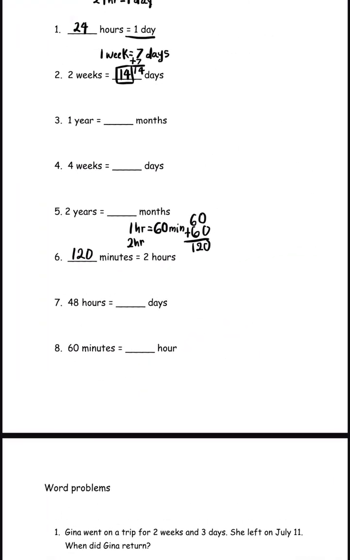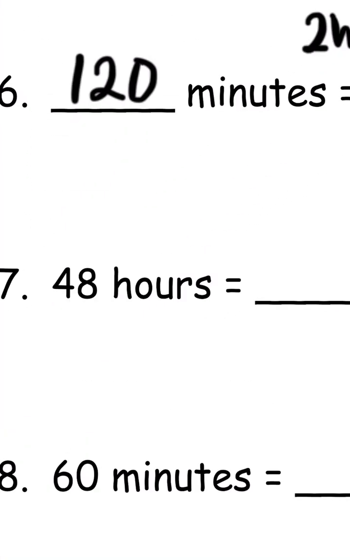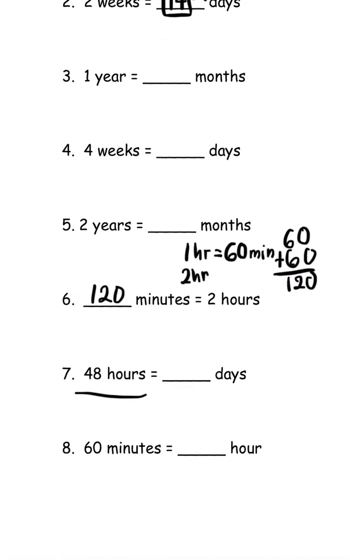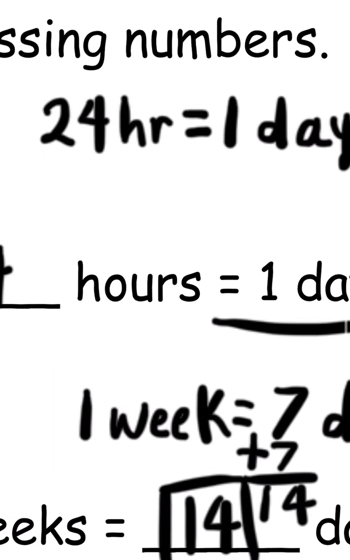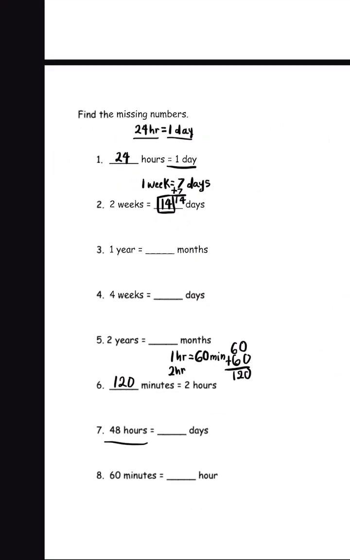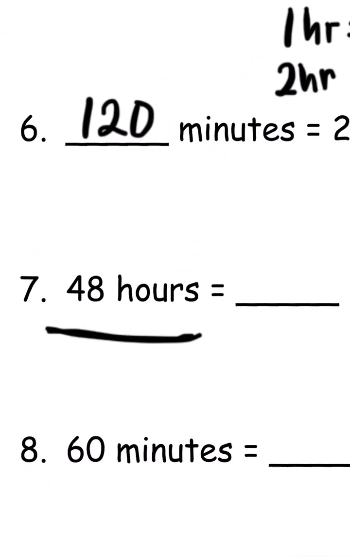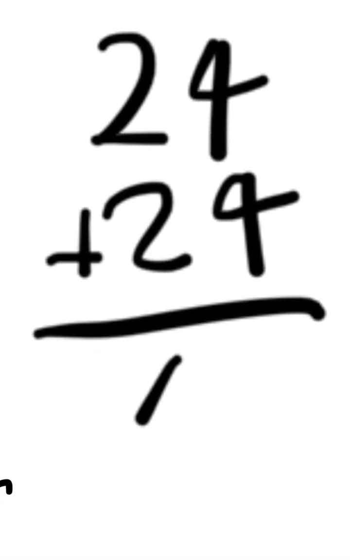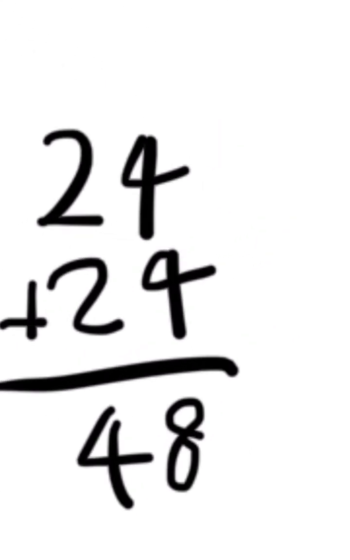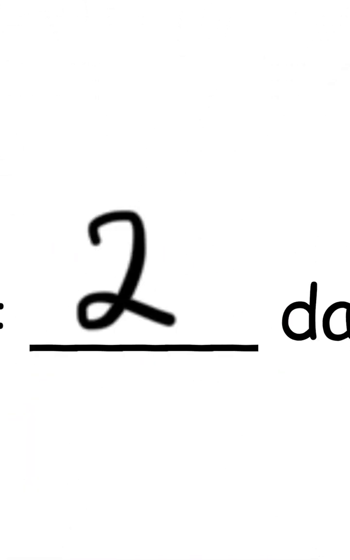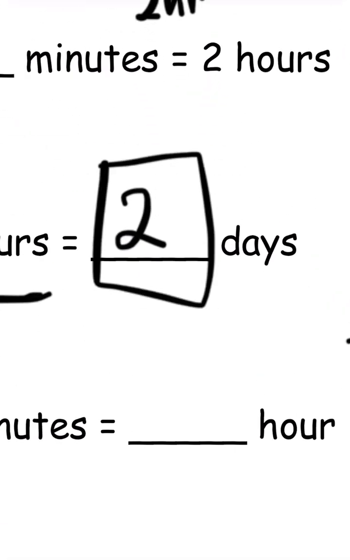Let's look at number 7. So it says 48 hours equals blank days. So like what I said before, 24 hours equal 1 day. Then 48 hours is double the 24. So 24 plus 24 is 48. So this means there is going to be 1 day and 2 days. So it's going to be 2 days for number 7.